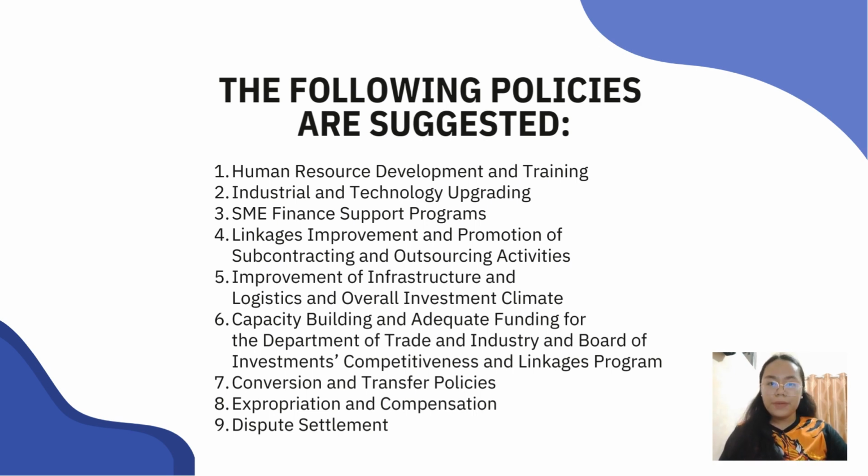Sixth is capacity building and adequate funding for the Department of Trade and Industry and the Board of Investments Competitiveness and Linkages Program. The program can greatly benefit from capacity building and adequate funding. By investing in training and development initiatives and providing sufficient financial resources, the program can enhance its ability to foster competitiveness, strengthen linkages, and drive economic growth in the country.